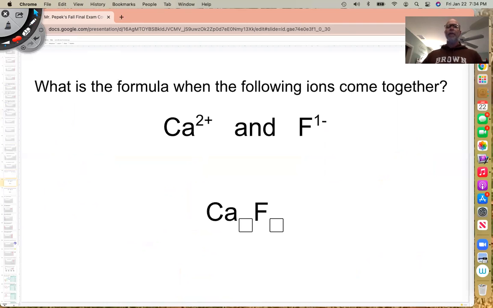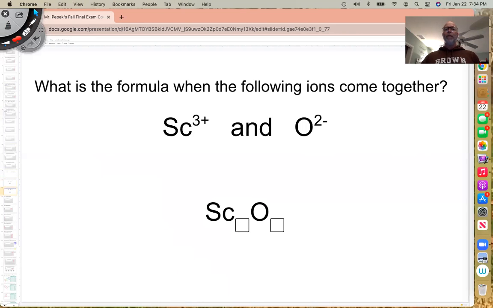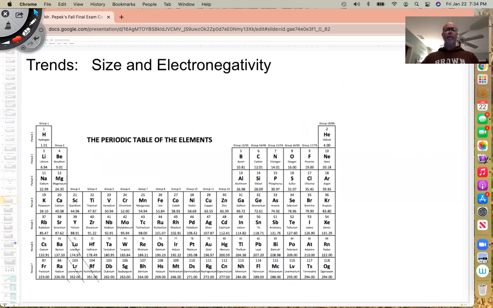So what is the formula when the following ions come together, ladies and gentlemen? What is the formula when these following ions come together, ladies and gentlemen? Good job. Hopefully you guys did well on that last little part of building molecules. Let's take a look, ladies and gentlemen, at the next question.